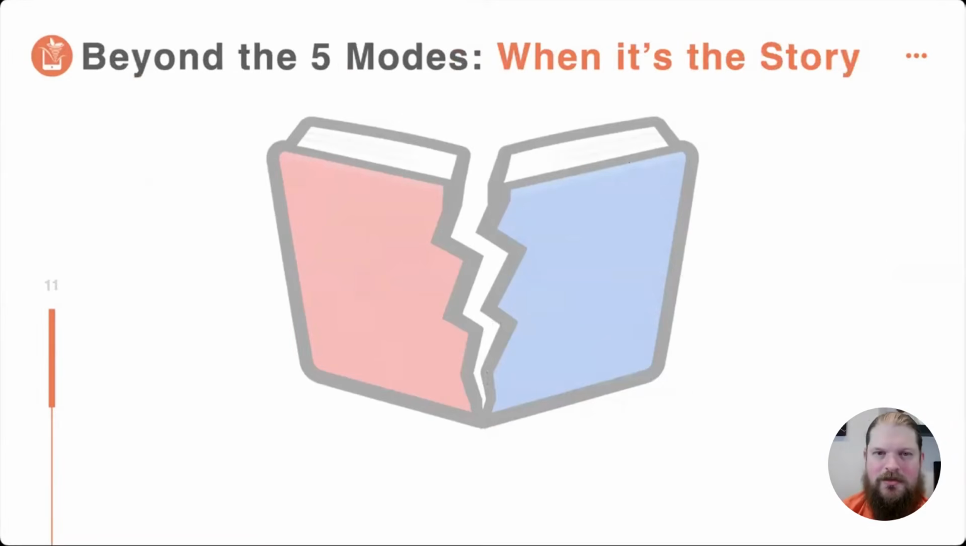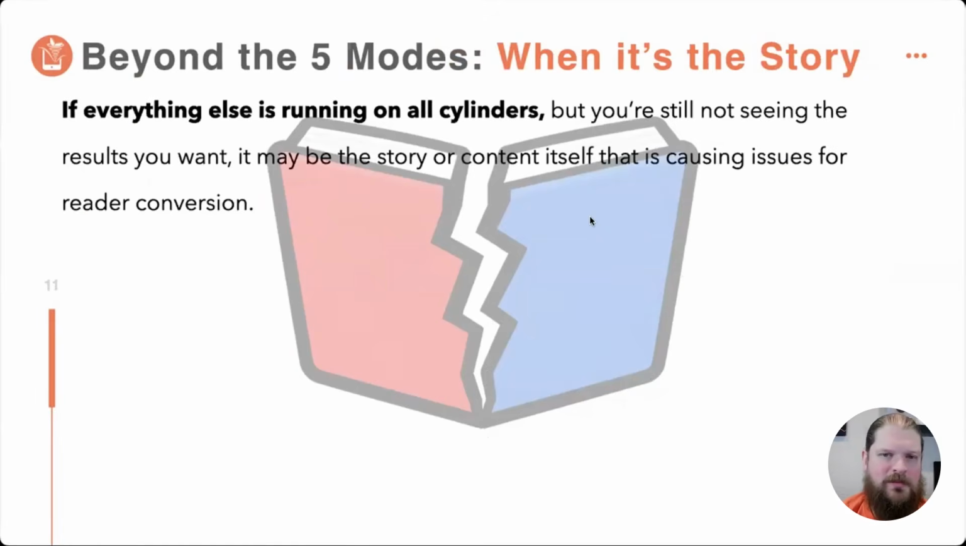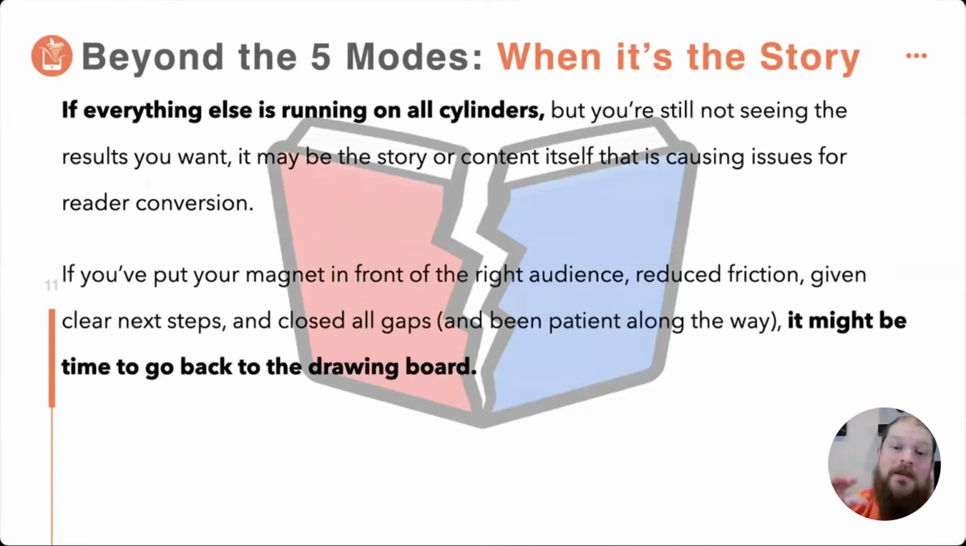Beyond those 5 modes, though, I do want to talk about when it's the story because this can sometimes happen. If everything else is running on all cylinders, but you're still not seeing the results you want, it may be the story or the content of the reader magnet itself that's causing issues for reader conversion. Now, some of this we've kind of touched on already a little bit. We talked about genre mismatches and that sort of thing. But even if the genre matches, sometimes there's an element of the story that's not working or the story is not compelling enough. If you put your magnet in front of the right audience, reduced friction, and given clear next steps and closed all those gaps we've talked about, and you've been patient as well to give it some time to see if everything bears out, it might be time to go back to the drawing board.